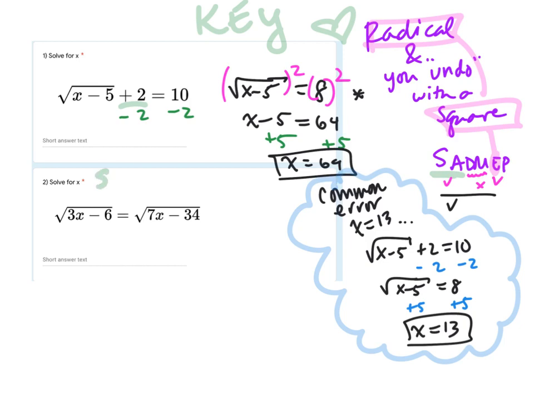So I'm going to write SADMAP here. All right, so the thing that's different about this, I actually want to highlight this, is that I have 2 square roots right away. And so I have nothing to add or subtract, right? I have nothing to divide or multiply. So I'm going to jump here to my E, my exponent. So again, I'm going to square both sides.